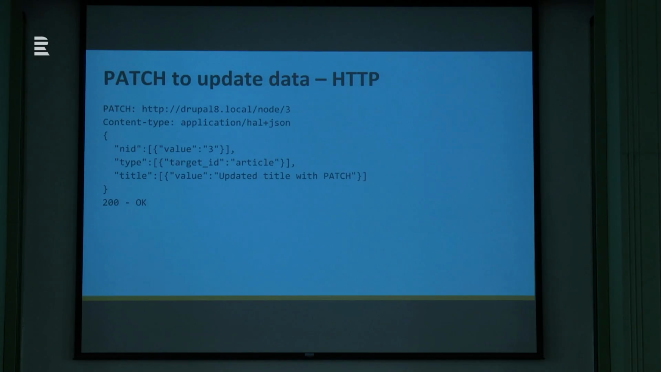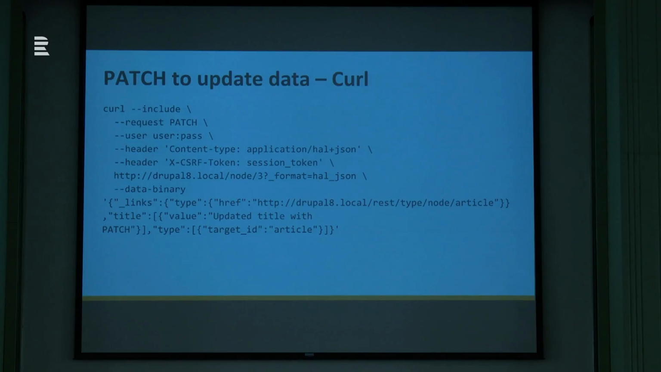Okay, let's move on to update data. So updating data is, we are doing it through a PATCH request. And for a PATCH request, we are sending the parameters that need to be patched or updated, and we are getting a 200 OK response. So in curl, this looks something like this.